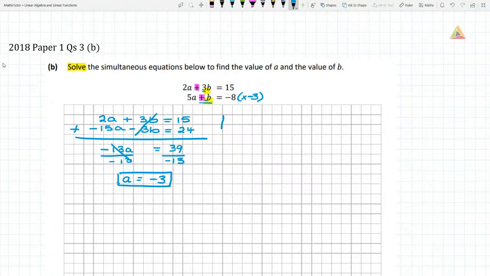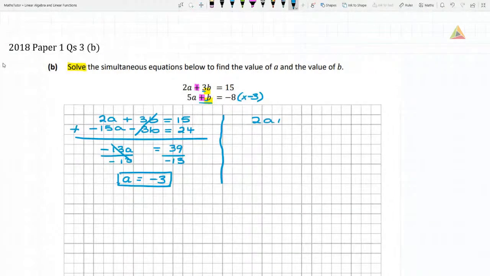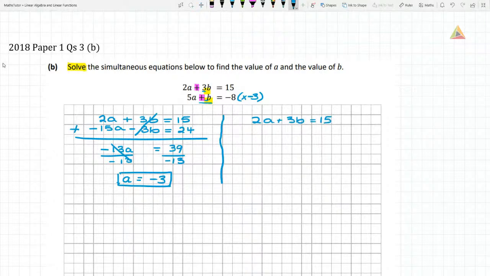So when I want to go back and find the value of b, we use substitution for this. So what this means is that I take either of my equations. It doesn't matter which equation I take, and I'm going to use substitution. So substitution means instead of this a here after the 2, I'm going to put in the minus 3 instead. So it's a substitution. We take out the a and we put in minus 3. So we say 2 times minus 3 plus 3b is equal to 15. And these are multiplies, so we get minus 6 plus 3b is equal to 15.